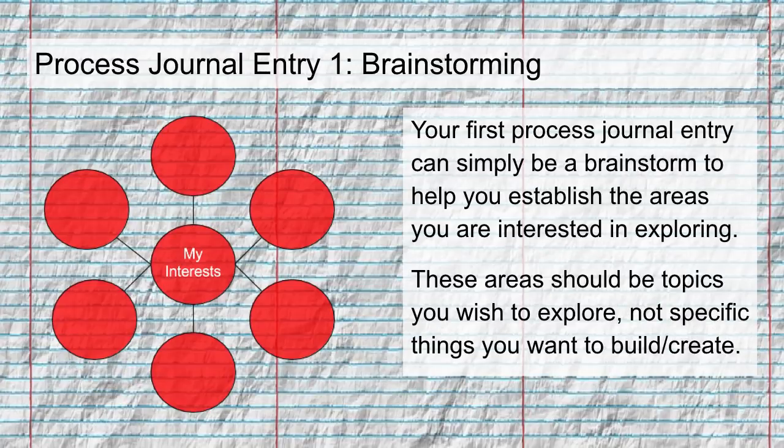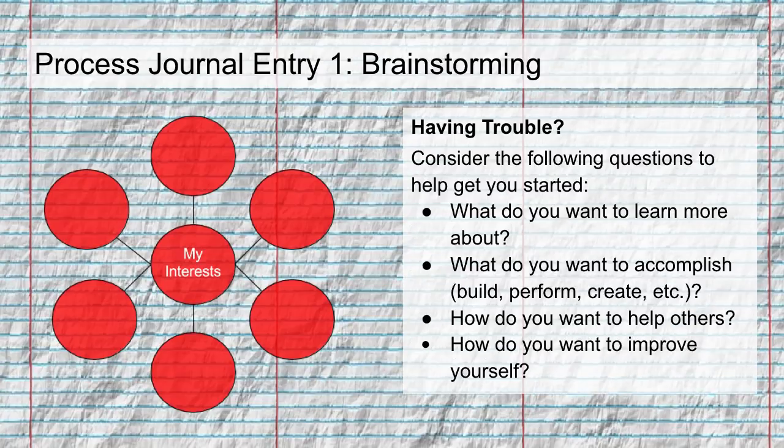So I recommend this could be a chance to put your very first process journal entry in, and that could be a brainstorm. Just simply to write down all the different things you're interested in. Maybe you're interested in music, maybe you're interested in the arts, maybe you have a very clear idea, or maybe you're having a bit of a difficult time, in which case you can consider some of these questions a little bit. What do you want to learn more about through this project? Or is there something specific that you'd like to accomplish, whether that's building something or performing something or creating something?